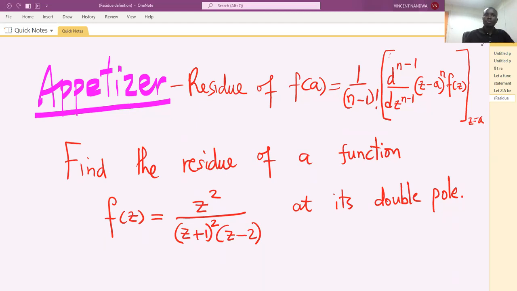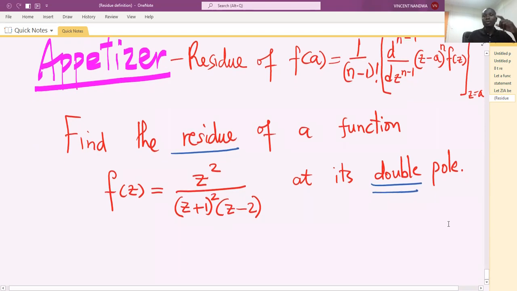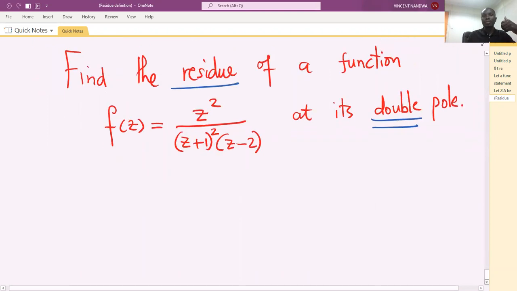So the problem we have to solve here is to find the residue of the function f of z equals z squared over (z plus 1) squared times (z minus 2) at its double pole. So let's first find all the poles, and then we concentrate on the double pole that has been specified.